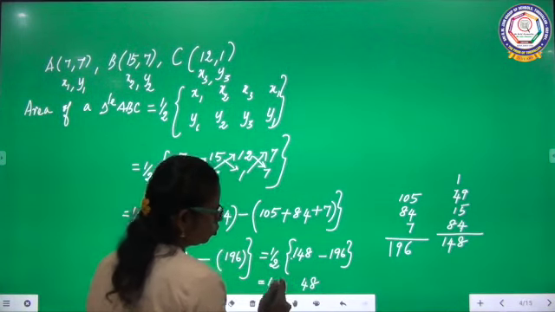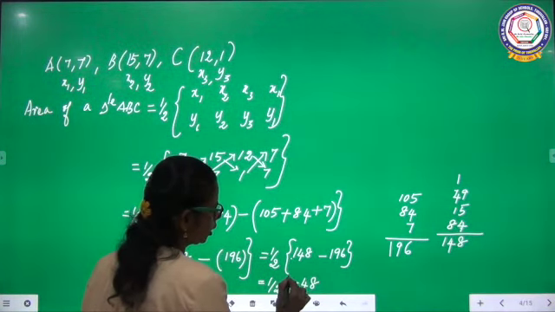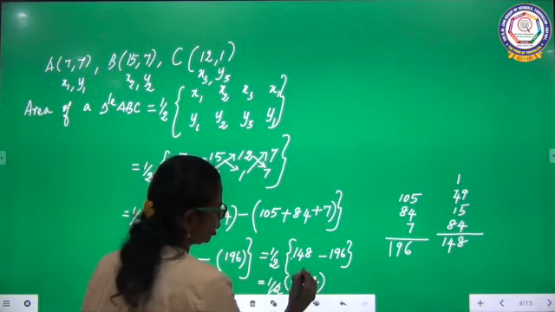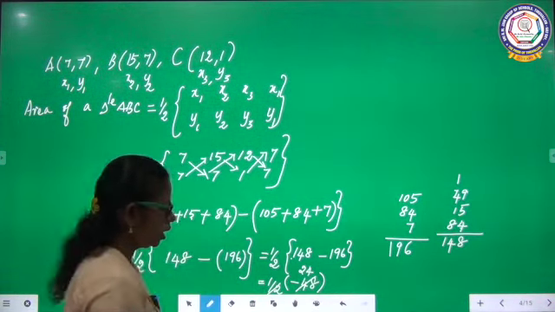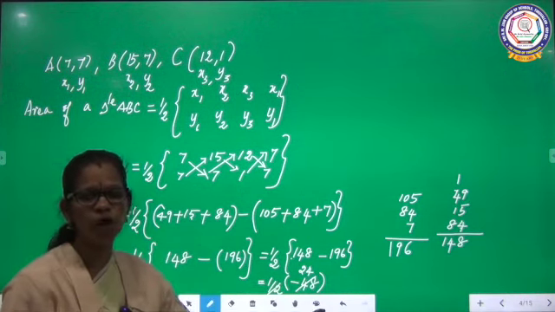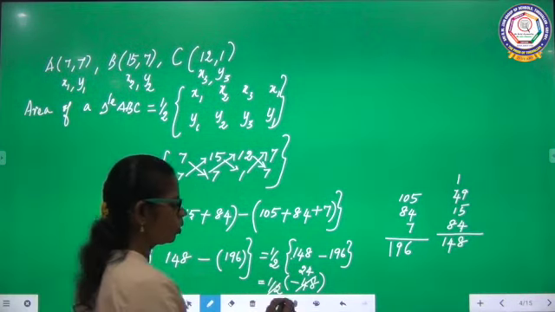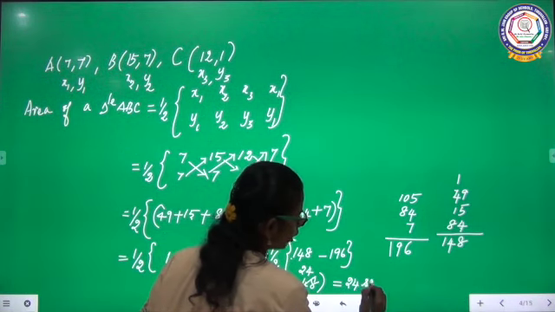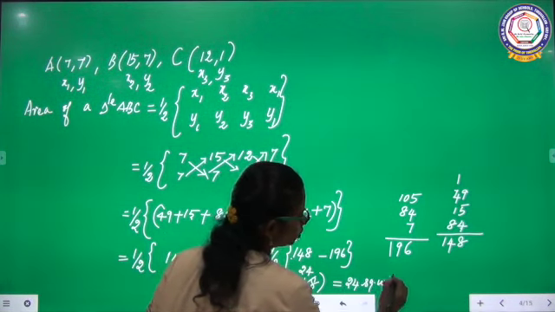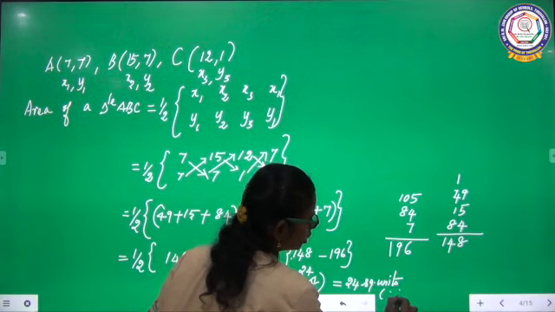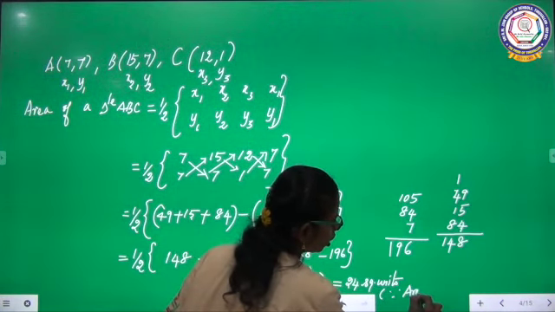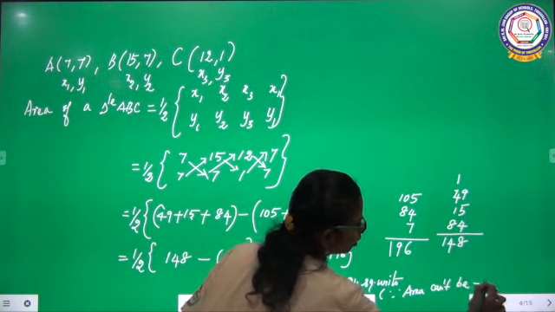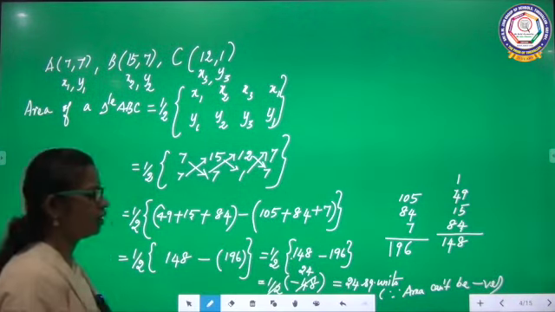Positive, negative, do the subtraction and put the greater number symbol, then you cancel. Already I discussed area cannot be negative. So what is the final result? 24 square units. Since area can't be negative, the reason you should write, right?